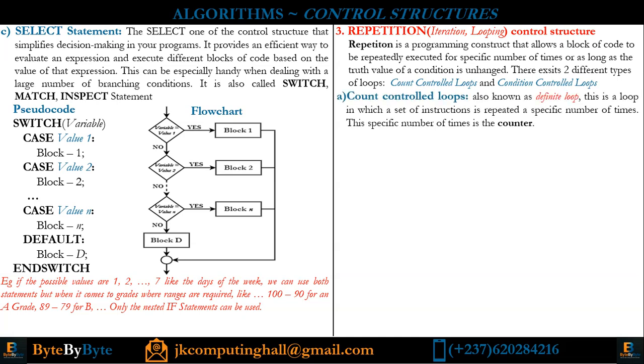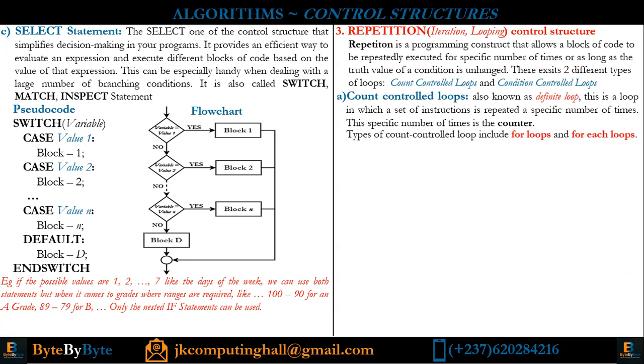Count control loops, also known as definite loops. This is a loop in which a set of instructions is repeated a specific number of times. So when we're talking about a block of code being repeated for a specific number of times, we are talking about the count control loop, which is also known as a definite loop. This specific number of times is the counter, hence the name count control loop.